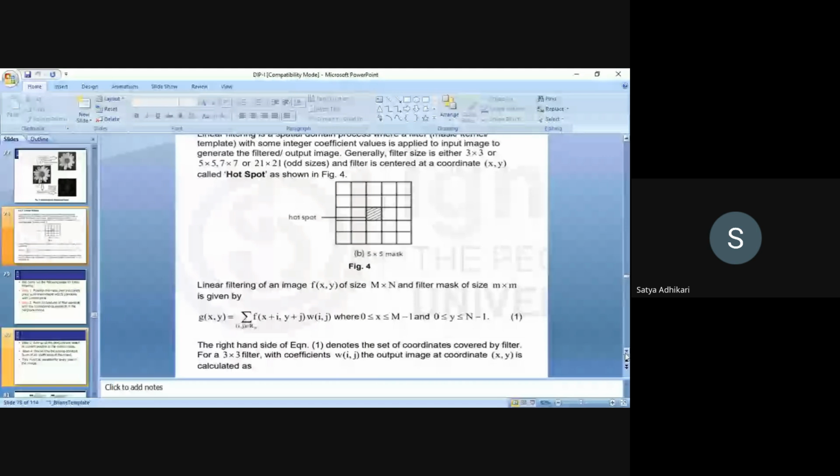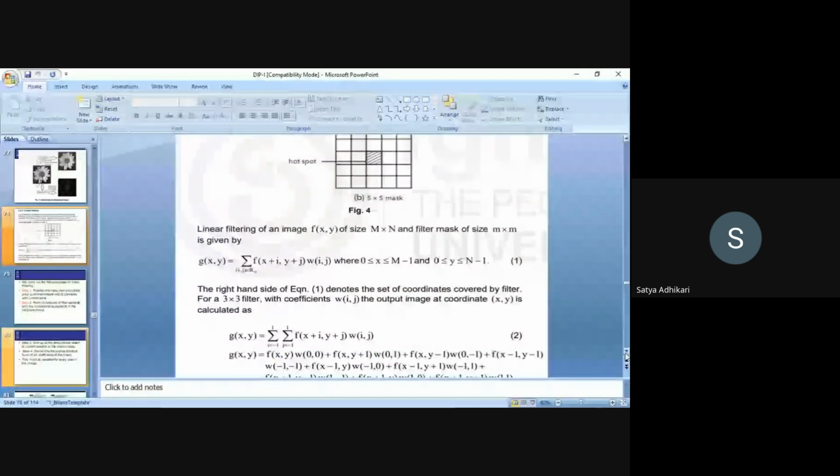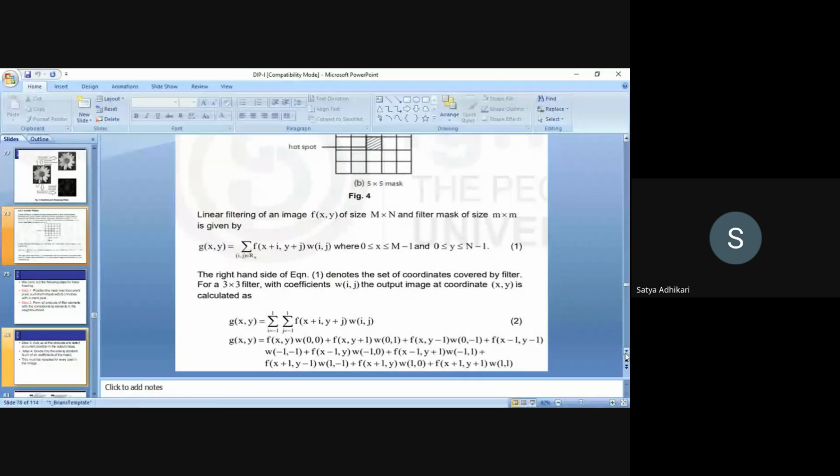So you see the last line written: the right hand side of equation 1 denotes the set of coordinates covered by the filter. For a 3 cross 3 filter with coefficient wij, the output image at coordinate x,y is calculated as this summation of f(xi, yj) into wij, and if we expand it and remove the summation, you will get this. Although it seems a complex equation, actually it is easy.